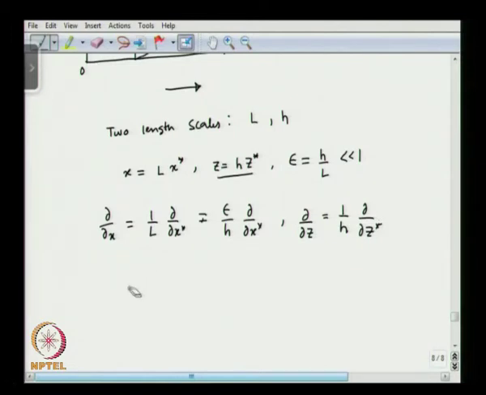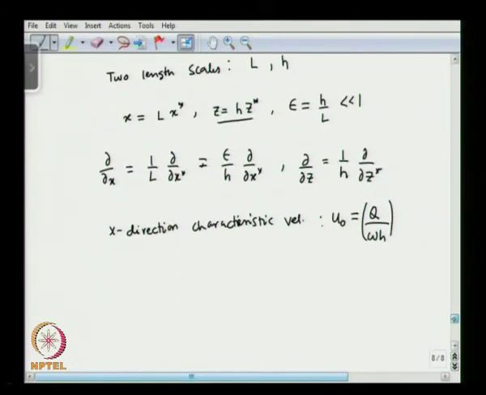Now, the characteristic velocity along x direction, u0, okay, will be q divided by w into h. W is the width of the plate and h is the gap between the plates, and the characteristic time, let us call it t0, will be L over u0. So, we can say t equal to t0 into t star. Okay.